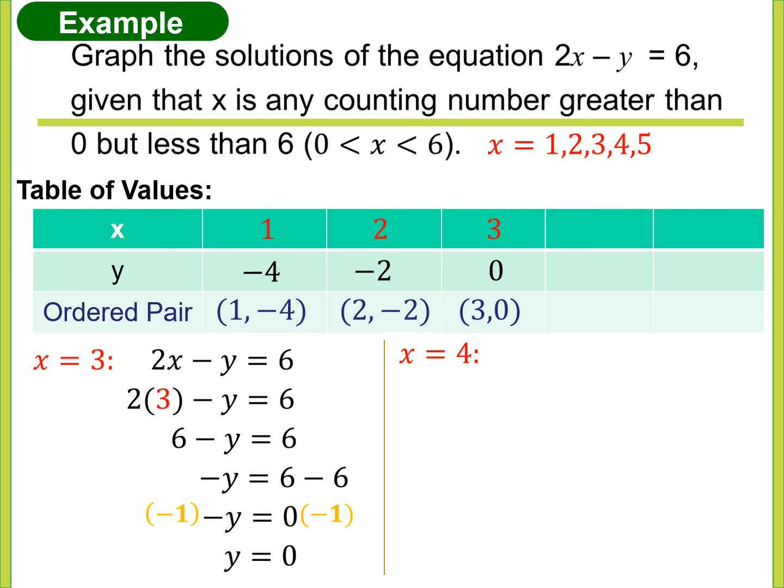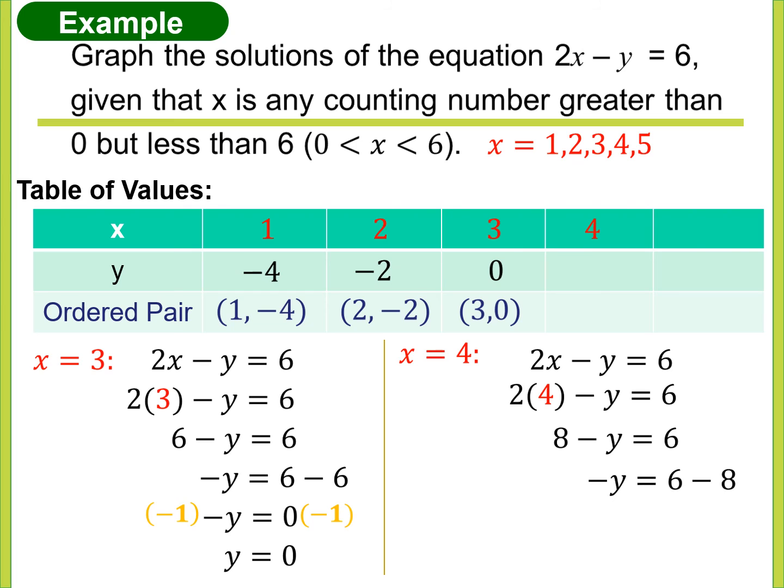Now, let us have x is equal to 4. So copy the original equation, substitute the value 4, then 2 times 4 is 8, transpose 8 to the other side. 6 minus 8 is negative 2. Multiplying both sides by negative 1, y is equal to 2. So when x is equal to 4, y is equal to 2. So we have the ordered pair 4, 2.